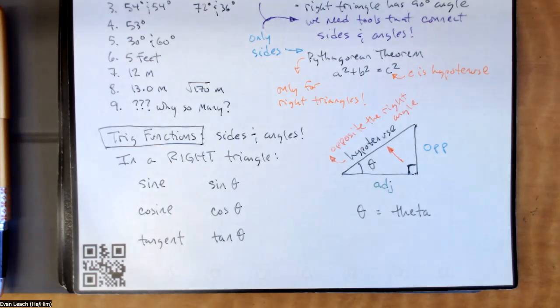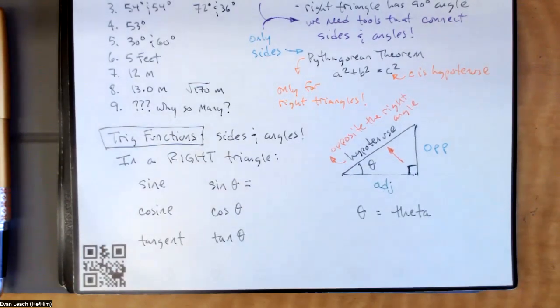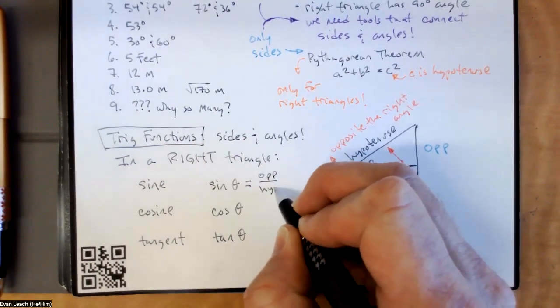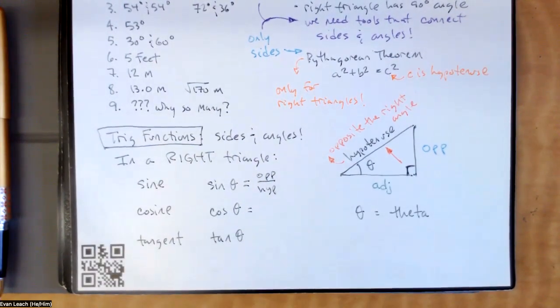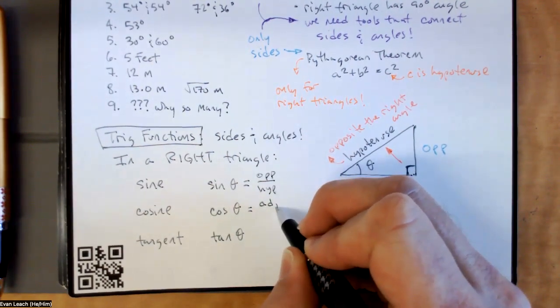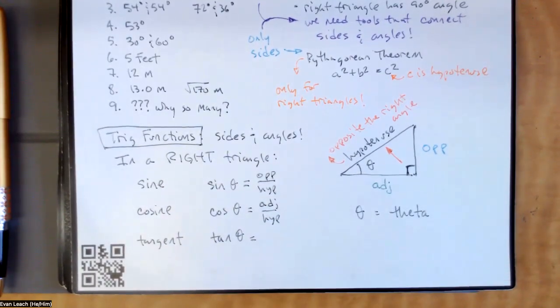Some of you might know what I'm about to write next. What is sine of theta? Some of you know this already. It's okay if you don't. Opposite over hypotenuse. Awesome. What's cosine of theta? Adjacent over hypotenuse. See, some of you have secret math knowledge already. And what's tangent of theta? Opposite over adjacent.